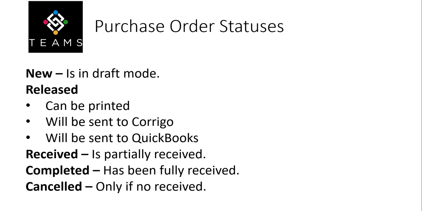Once you finish creating a PO or defining everything that you want, then you click a button to release it. And when you release it, the PO can be printed, will be sent to Corrigo, and will be sent to QuickBooks.